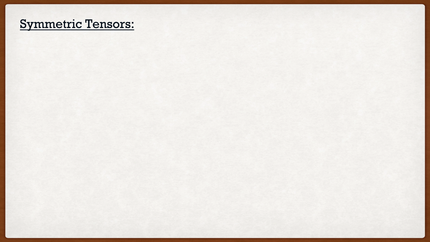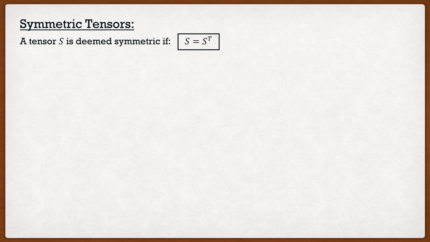All right. So moving forward, we have symmetric tensors, and these are going to pop up everywhere. They're actually a very nice thing. Symmetric tensors are going to be your best friend in this course, as well as in other courses like solid mechanics or continuum mechanics. So a tensor S is deemed symmetric if S is equal to the transpose of itself. What exactly does this mean? Well, it means that the off-diagonal components are the exact same. So Sij is equal to Sji.